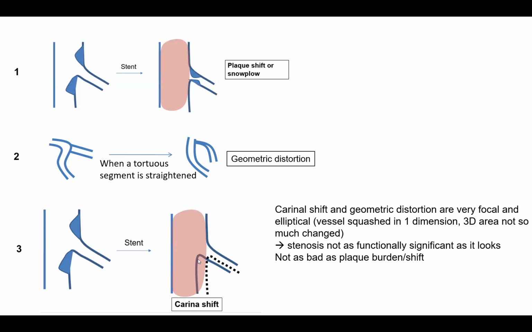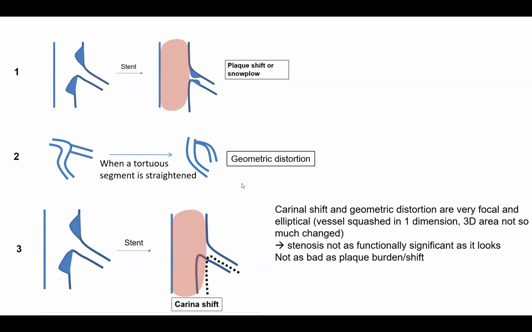That tells you a couple of things. One, frequently the narrowing of the side branch, especially when it's not diseased at baseline, frequently is just due to a geometric process. Two, you should not size the stent to the proximal vessel. You should size it to the distal vessel so you don't get carina shift.